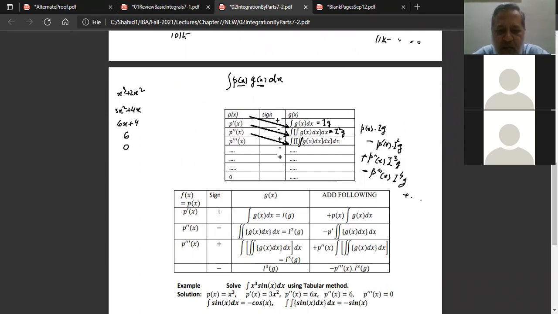So the results we get: p(x) will be linked with this. That means the first term will be p(x) related to the first integral with a plus sign, p prime related to the second integral with a negative sign, p double prime with the third integral with a positive sign, the third derivative of the polynomial with the next integral with a negative sign. So alternate plus minus signs.